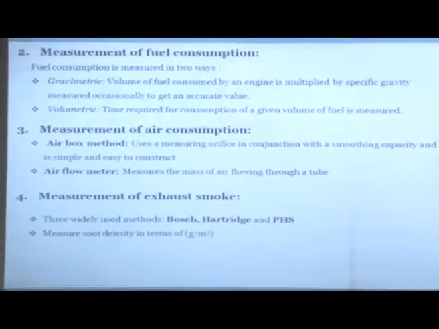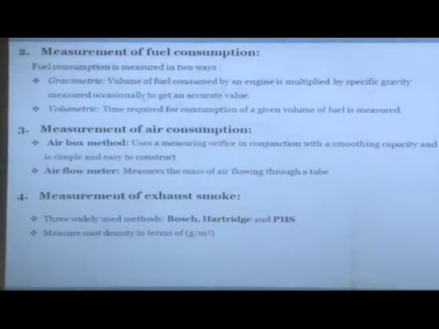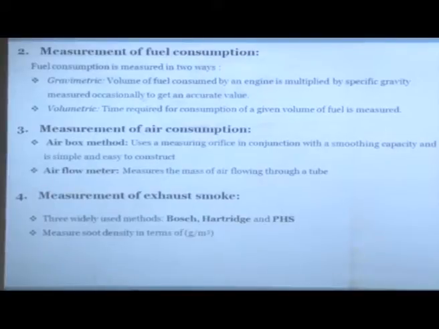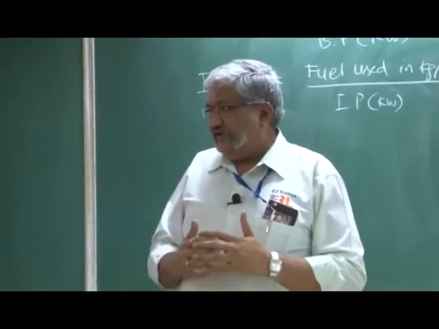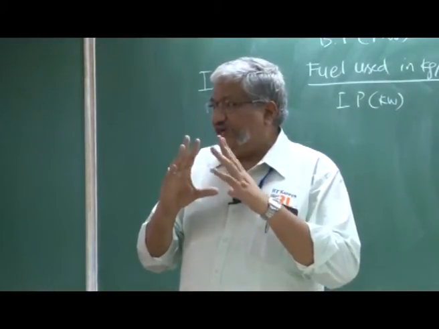Third is the measurement of air consumption. Again, there are two methods. One is the air box method, the other one is the air flow meter. Now in the air box method, you have to understand that measurement of airflow in an engine is extremely difficult. Why is it extremely difficult? Because air is only taken in during one stroke. In the remaining 3 strokes, it's not taken. So the air intake is fluctuating in nature.